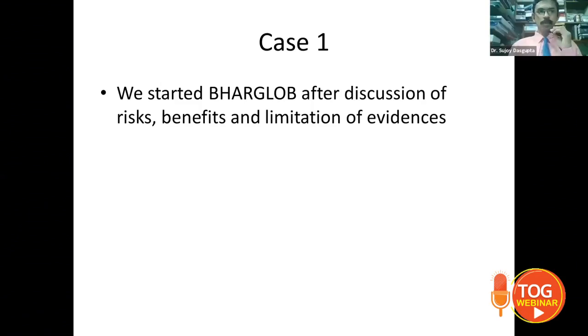But still, I have seen that the ESHRE guideline, which mentions the management of antiphospholipid antibody syndrome, is still holding to the 75 milligram dose. So I think there is still some gray area.